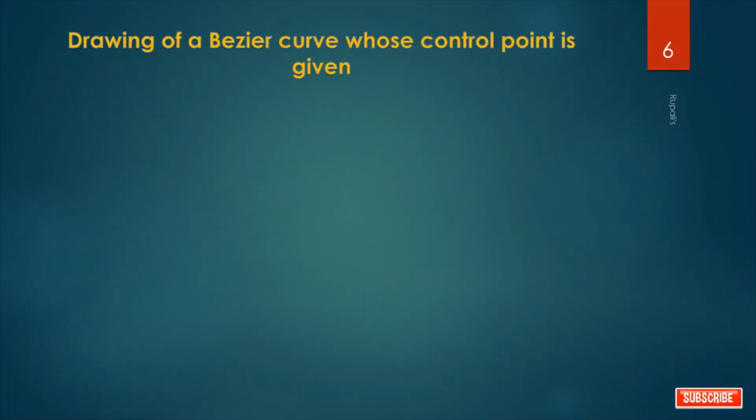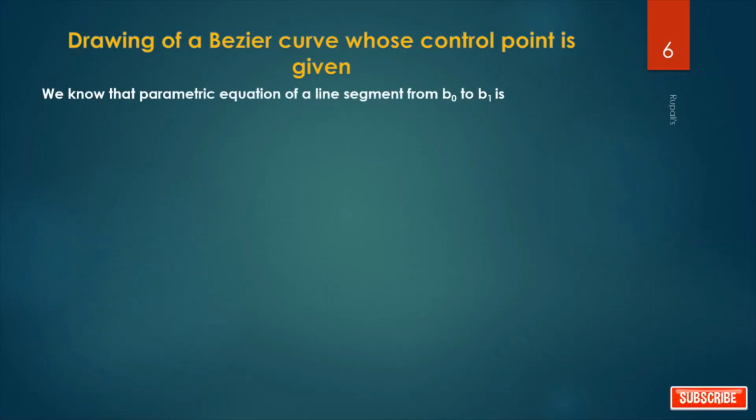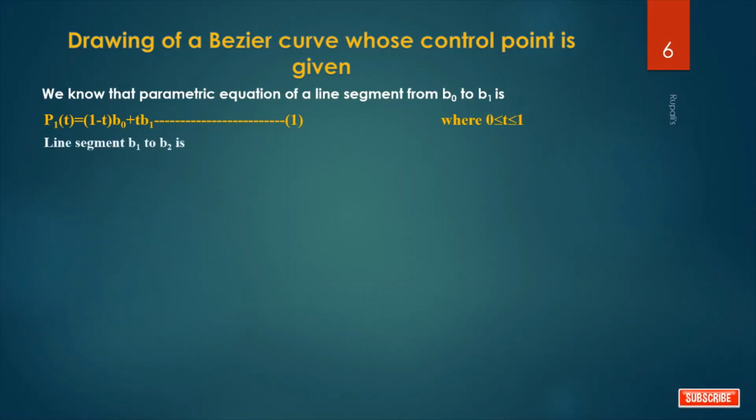Drawing of a Bezier curve whose control points are given. We know that the parametric equation of a line segment from coordinate location B0 to B1 is P1(t) = (1 - t)B0 + tB1, where t lies between 0 and 1. The line segment from B1 to B2 is P2(t) = (1 - t)B1 + tB2, where t lies between 0 and 1.